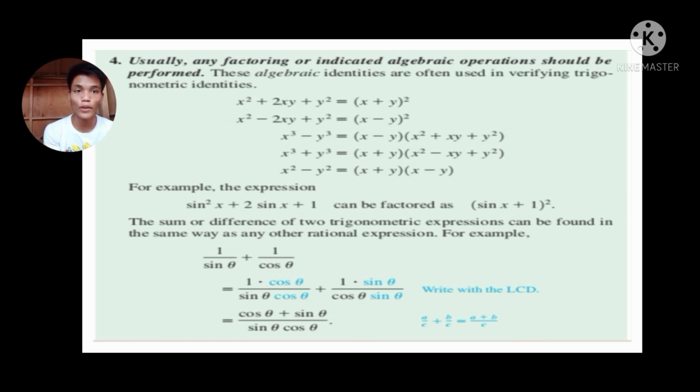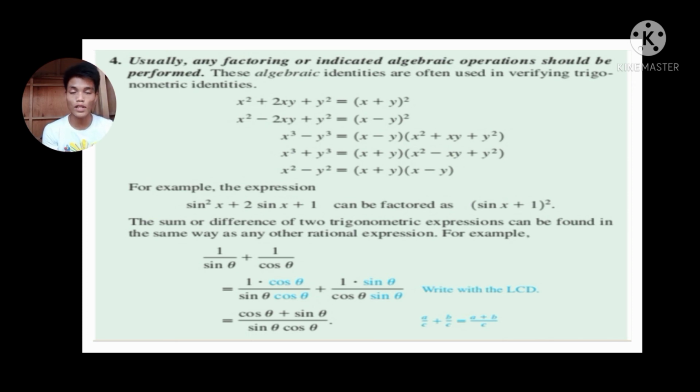So that is the factored form of x squared minus 2xy plus y squared. Then x cubed minus y cubed is equal to x minus y multiplied by x squared plus xy plus y squared. Then x cubed plus y cubed is equal to x plus y multiplied by x squared minus xy plus y squared. Then x squared minus y squared is equal to x plus y multiplied by x minus y.